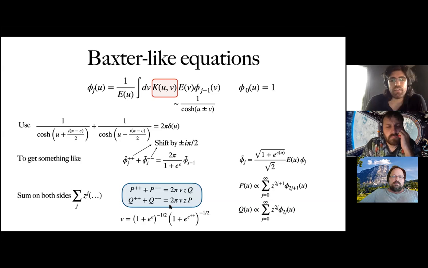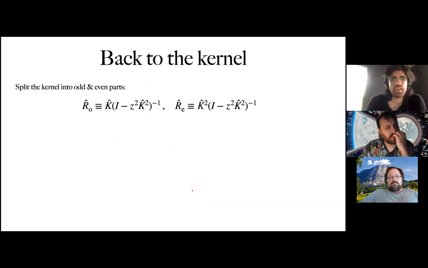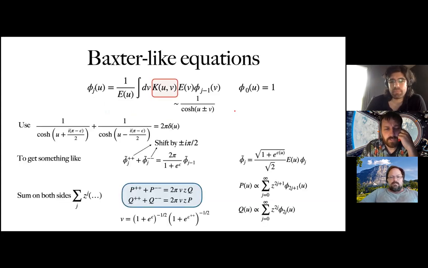And now, once I have these functions p and q, what I can do is the following. I go back to the kernel that I want to compute, and I split the kernel. Remember that I want to compute powers of the kernel, so I split these powers into odd parts and even parts.